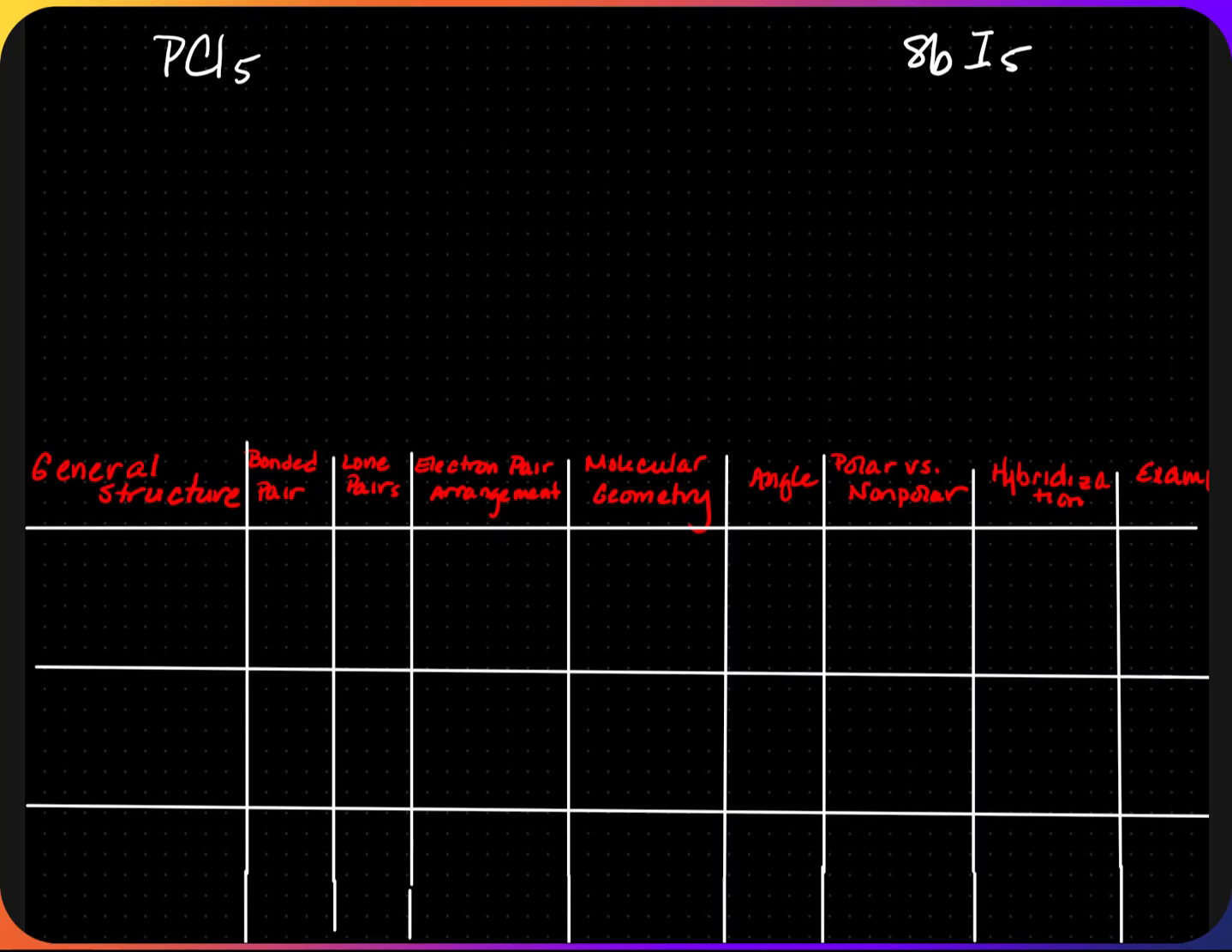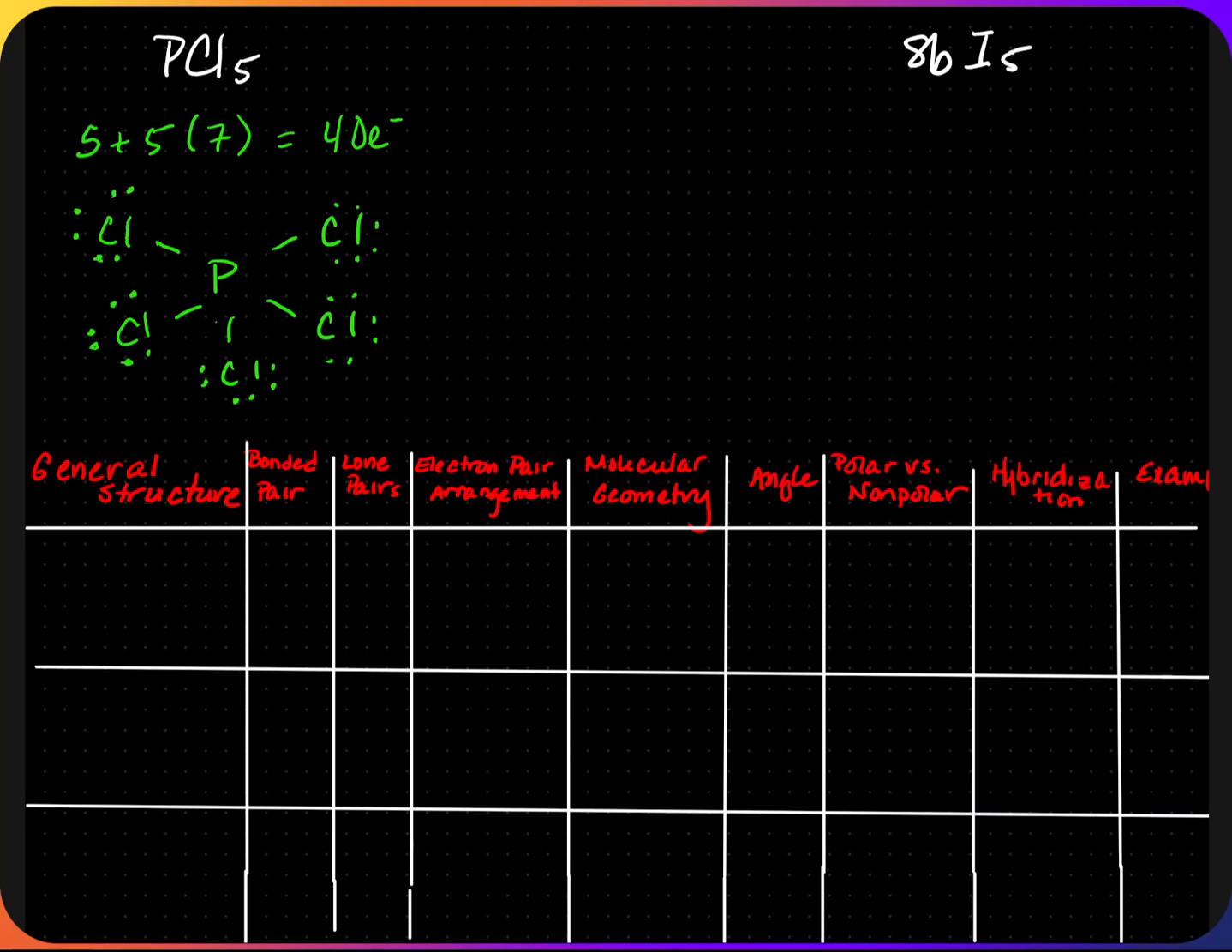Phosphorus has 5 valence electrons plus 5 chlorines, which each have 7 valence electrons, with a total of 40. The central atom is going to be phosphorus, which is the least electronegative, with the chlorines around it. So I'm going to spread out the chlorines. Each of the chlorines already has 2 electrons from the bonds, so it needs an additional 6 to fulfill the octet rule. The central atom phosphorus already exceeds the octet rule, and it can because it's in periods 3 through 7 and they have empty d orbitals.